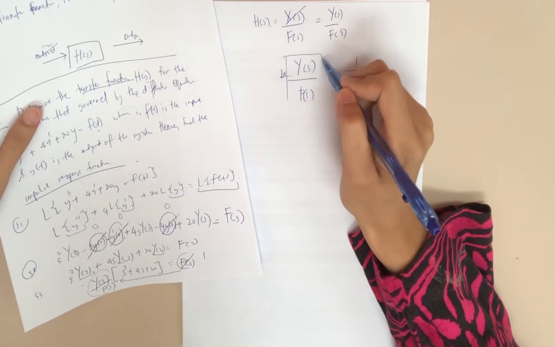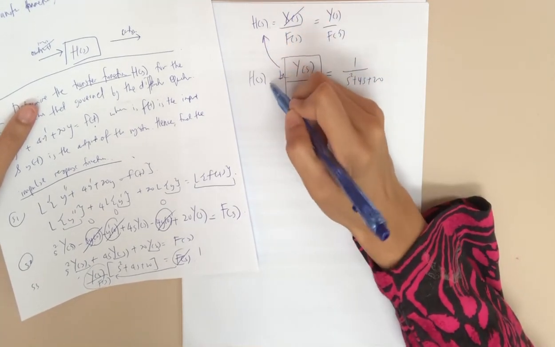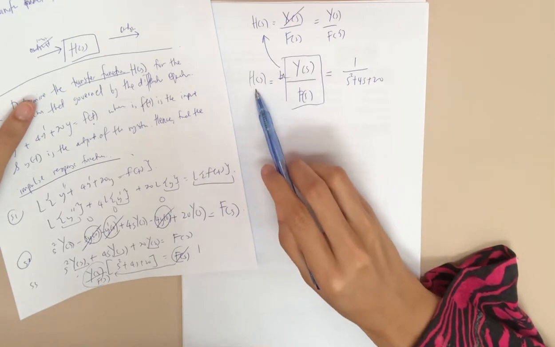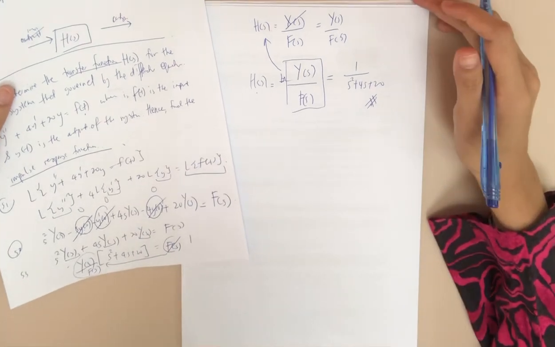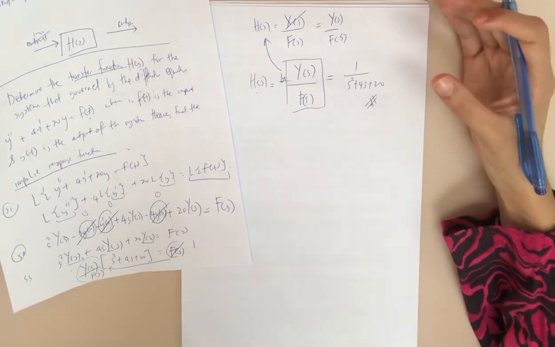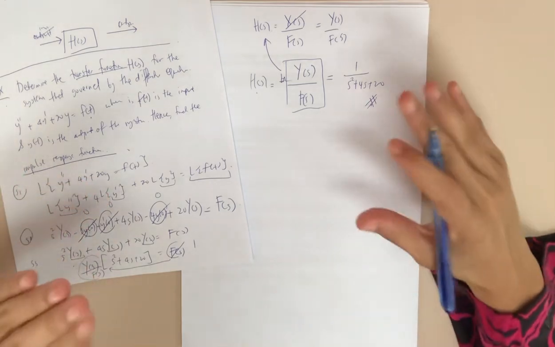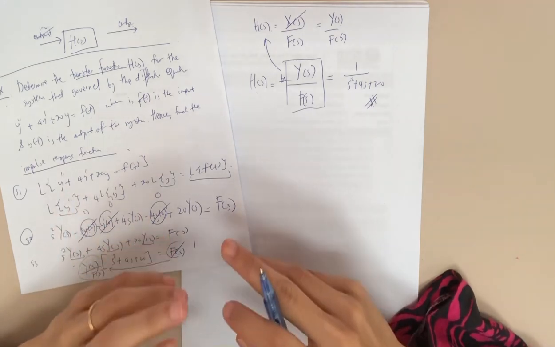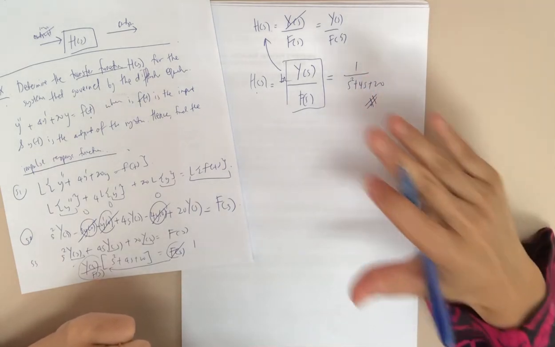Therefore, if you check back, this one actually is your H(s). So your H(s) is equal to 1 over s squared plus 4s plus 20. So this is how we gain our H(s). There is no calculation occurring here. We just rearrange the equation to get H(s) equal to Y(s) over F(s). So we are done with the first part. The first part is to find the transfer function.